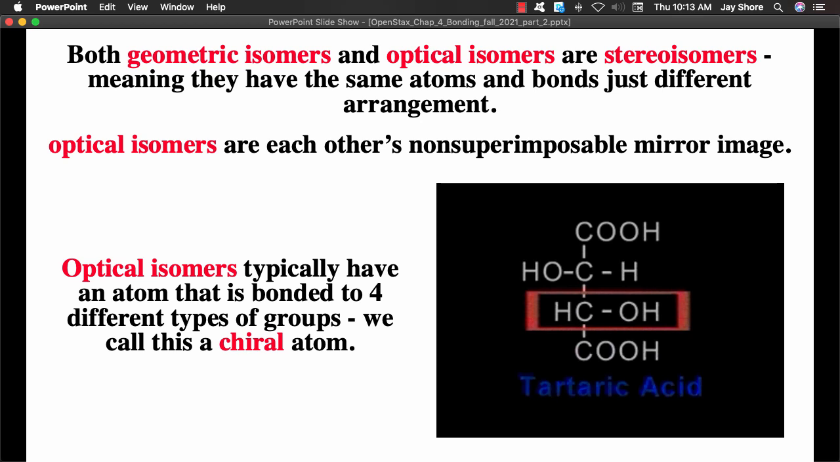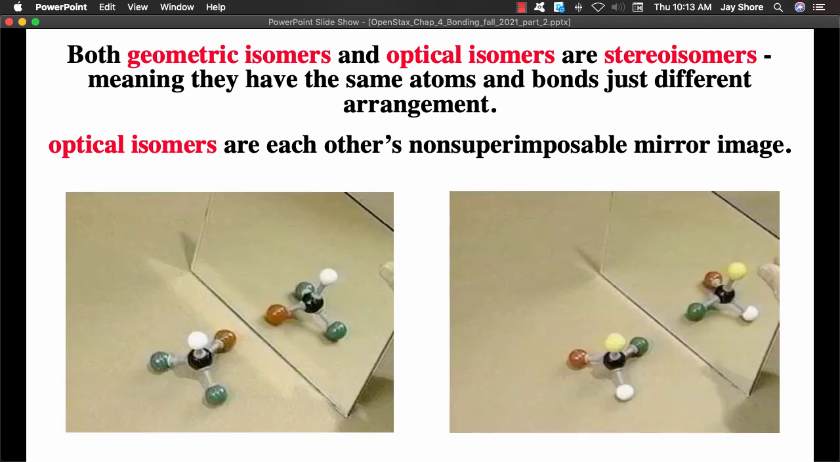And so for each chiral center, you can get a maximum of 2 optical isomers. Now, non-superimposable on mirror image seems a little bit confusing. It just means different than its mirror image. If we look here, we have a carbon in the middle, and it's attached to 3 different types of things, right? The green things are the same, and so these 2 should be the same.